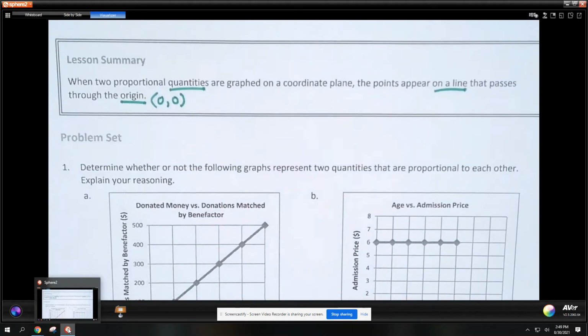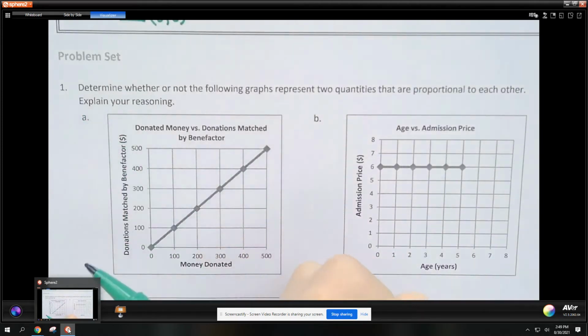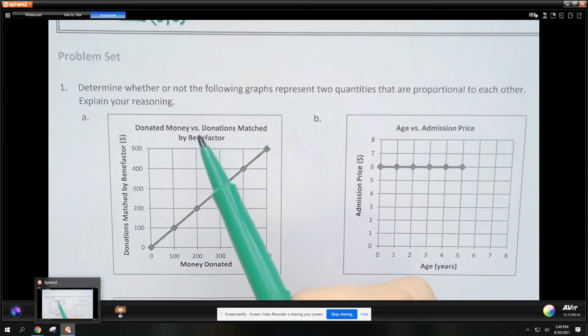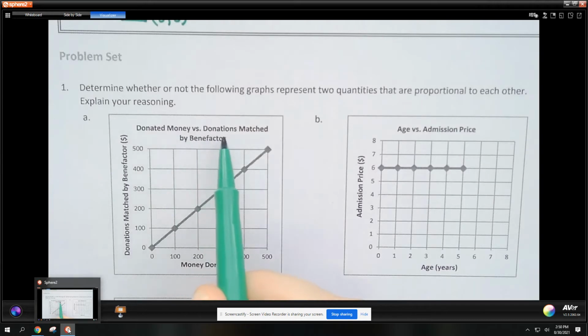So let's go ahead and just look at a couple graphs and discuss why these may or may not be proportional relationships. So looking at graph 1A, it's really important that we take note of the title of the graph and also the titles of our X and our Y axes to really make sure we understand what we're talking about. So in this graph, we're talking about donated money versus the donations that would be matched by a benefactor. So along my x-axis here, I have 0, 100, 200, 300, 400, and 500, and that's the money I donate. And as I'm donating money, there are benefactors that are matching my donations.